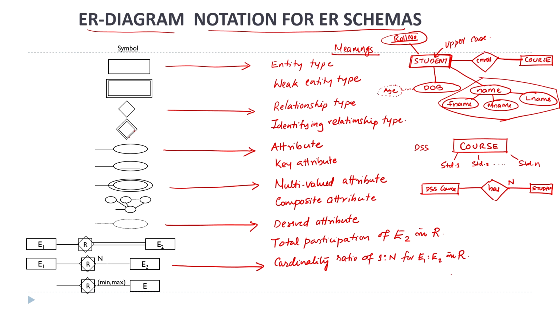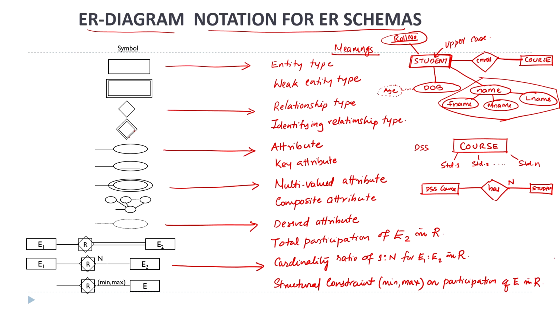Okay. Another way to write it is min max, which is the structural constraint, the min max on participation of E, where E is the entity in R.